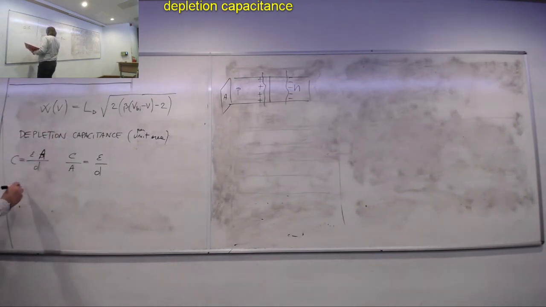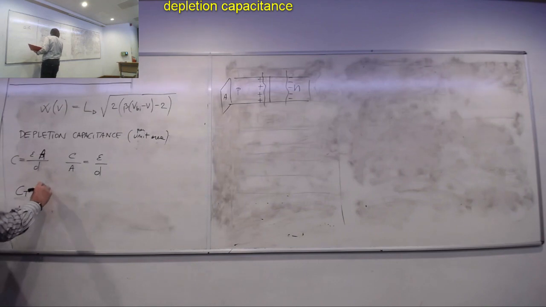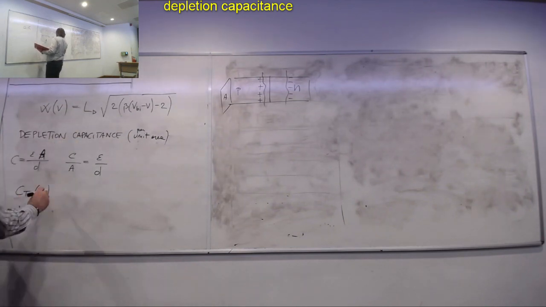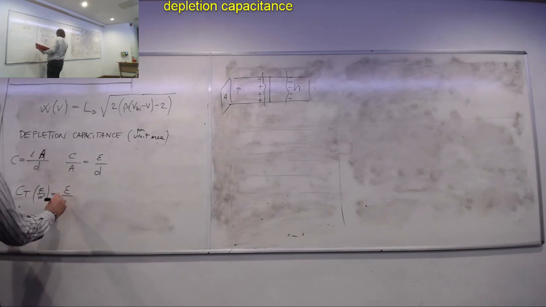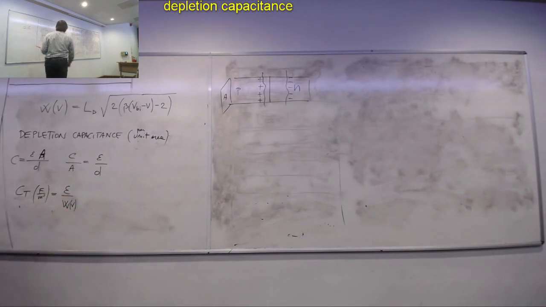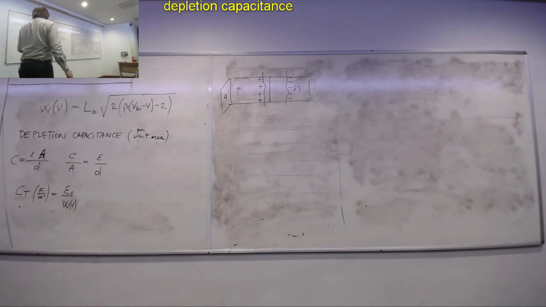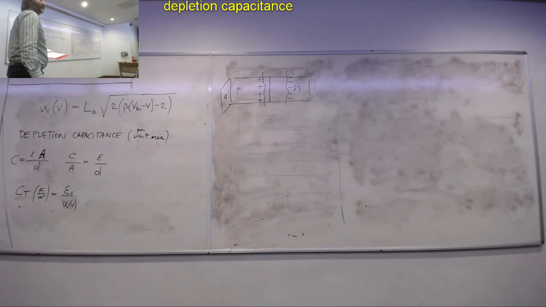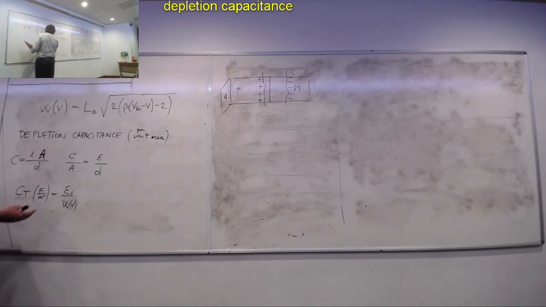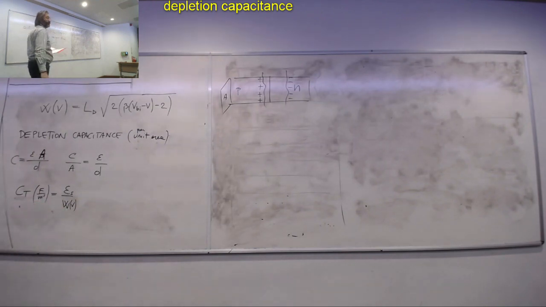So the depletion capacitance, which is generally indicated by CT, and remember the units are farads per square meter in this case, just because we are doing it per unit area, is epsilon over W. What is epsilon? The dielectric constant of the material. In our case, this is the semiconductor, so epsilon S. So that's what the depletion capacitance is. And the nice thing is that it's a function of V, because W is a function of V, the voltage applied across the PN junction.